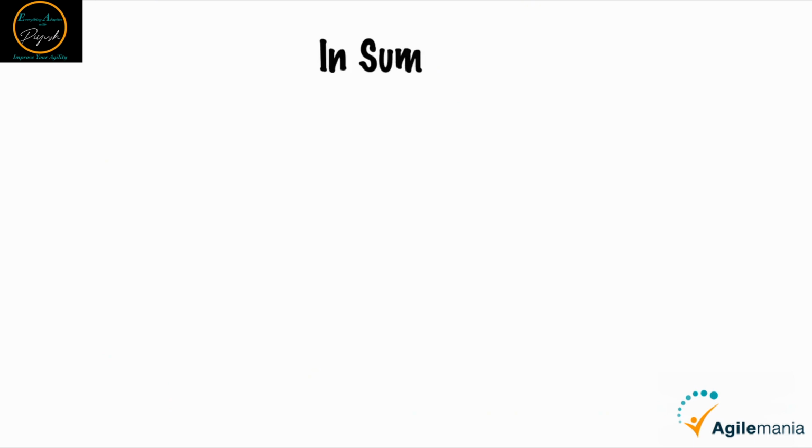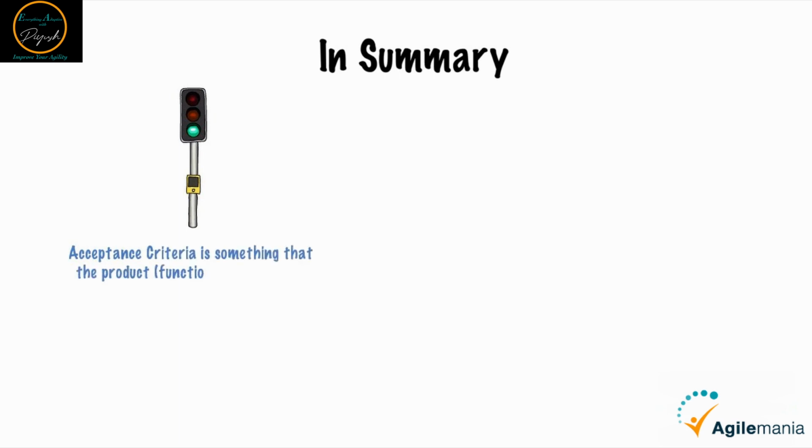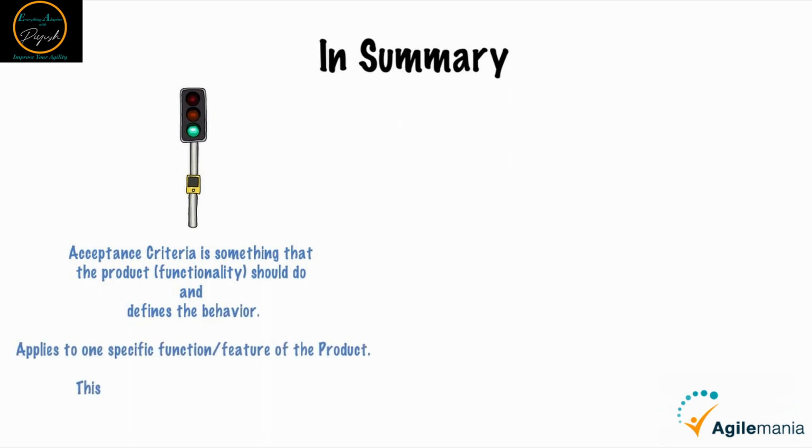In summary, acceptance criteria is something that the product should do and defines the behavior. It usually applies to one specific function or feature of the product. It is mostly the user's perspective.